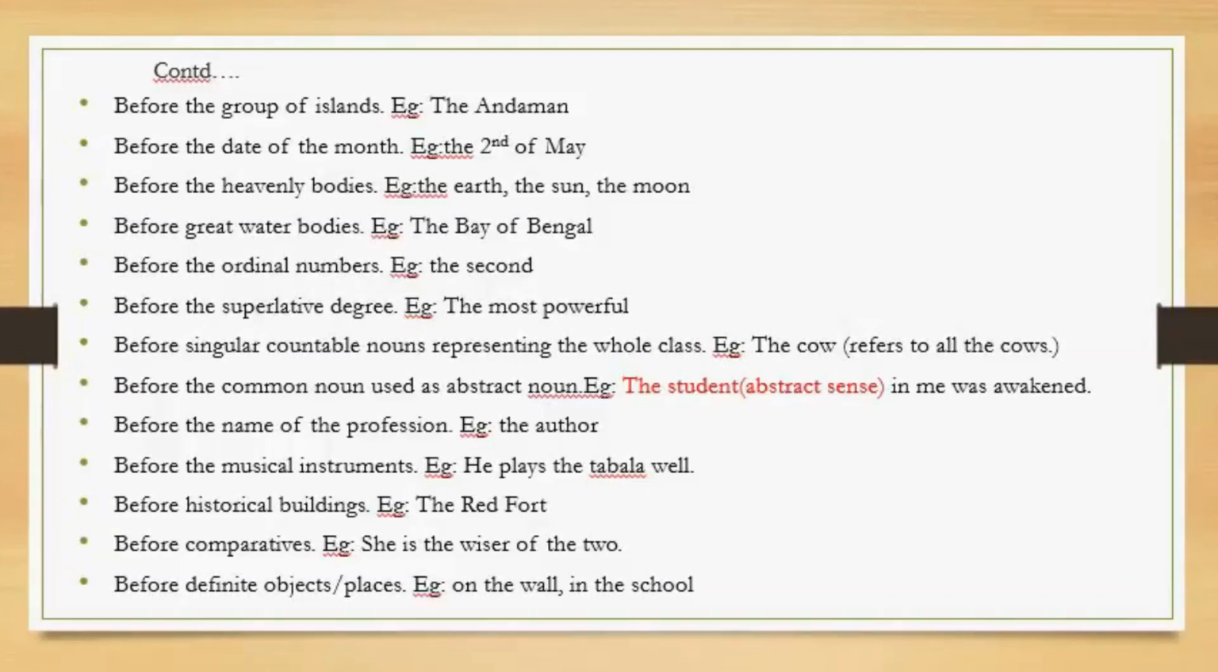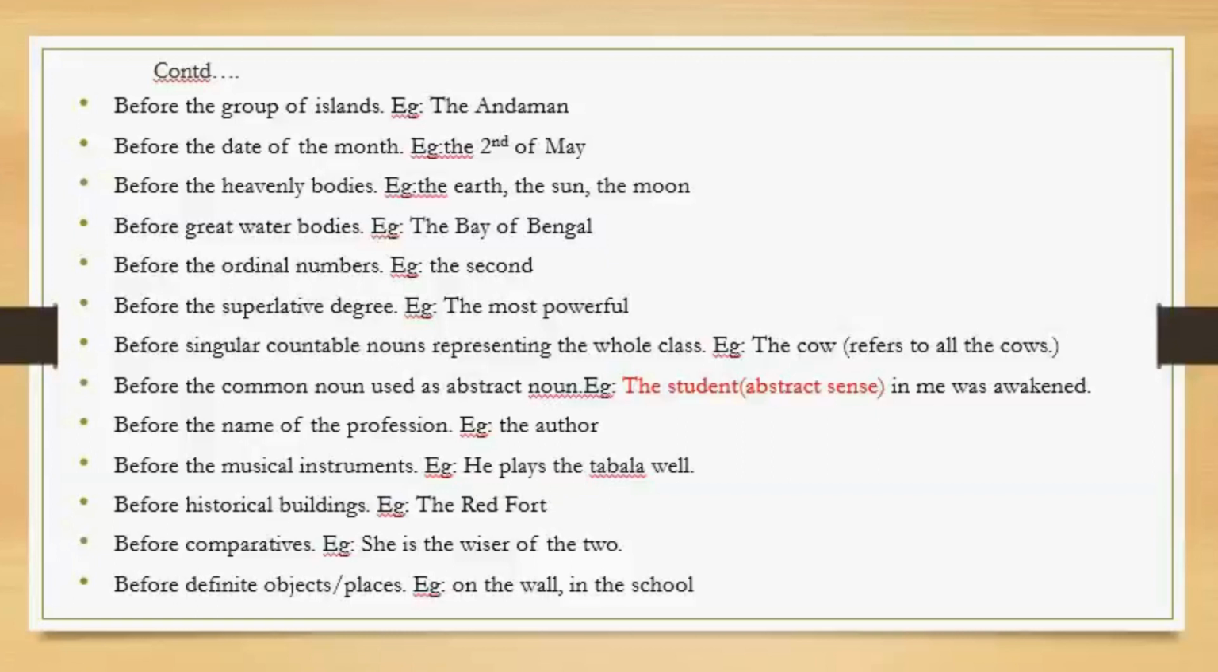Before the singular countable nouns representing the whole class. Suppose we have to tell the general characteristics of any particular thing, we use the. For example, the cow eats grass. That means all the cows eat grass.